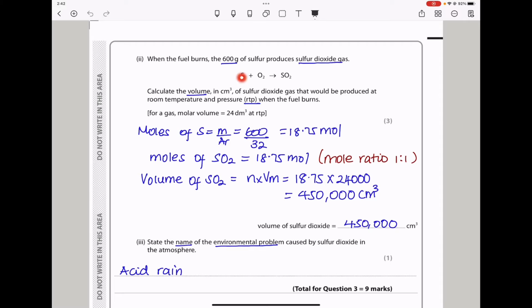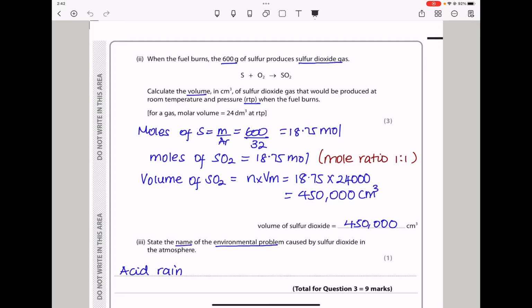I'm going to use the mass of sulfur and the atomic mass of sulfur to find the number of moles of sulfur, and then I'll use the mole ratio in order to get the volume of gas that is produced. So here, moles are going to be mass divided by the atomic mass, giving us that in mole. And then the moles of sulfur dioxide are going to be similar to that because the ratio is 1 to 1. So they have the same moles. So volume of sulfur dioxide is equal to the number of moles, which are these, times the molar gas volume.